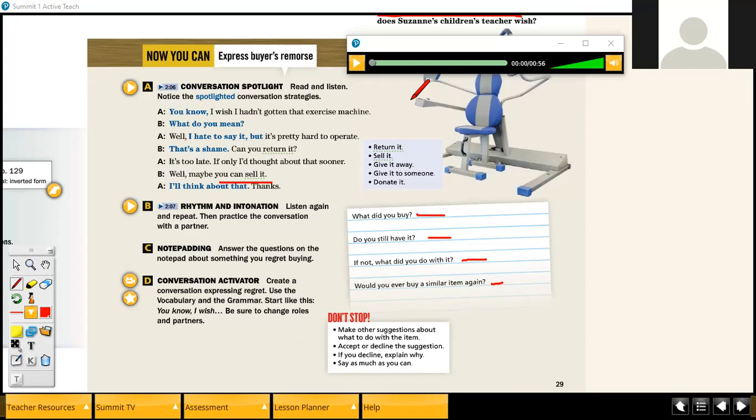All right, very good. Okay, now we're going to use this information for the conversation. It says conversation activator. Create a conversation expressing regret. Use the vocabulary and the grammar. Start like this: You know, I wish. Be sure to change roles and partners. So listen and watch the video so you can have an idea of what we are going to practice. Here we go.